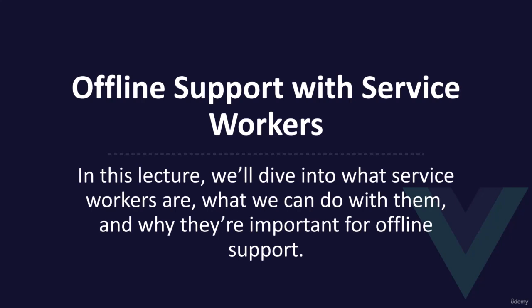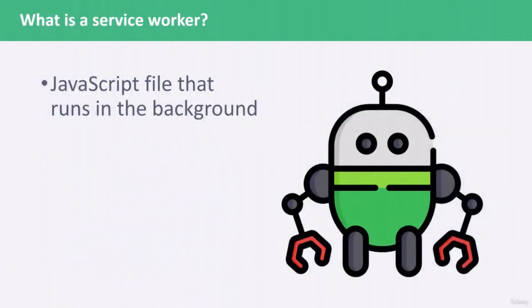Let's get into it. Let's address the first question you may have. What is a service worker? A service worker is a JavaScript file that runs in the background. It is mainly separate from the application code. Because of that, service workers can run parallel to an application. What exactly does that mean? It means our application code and service workers can't block each other.